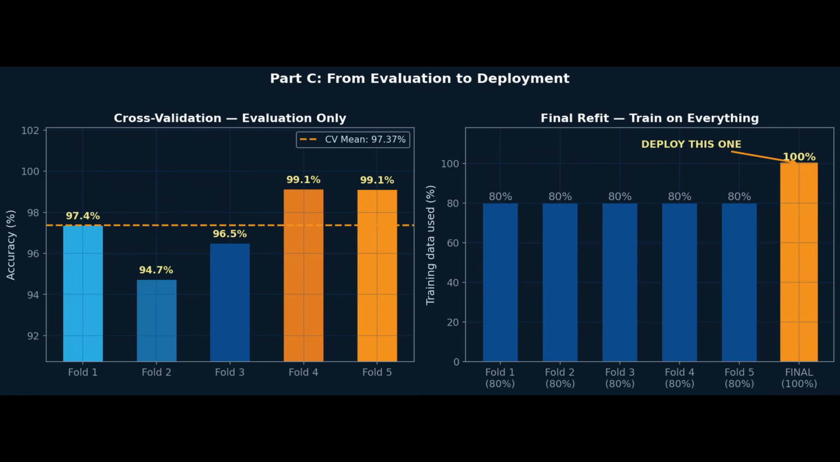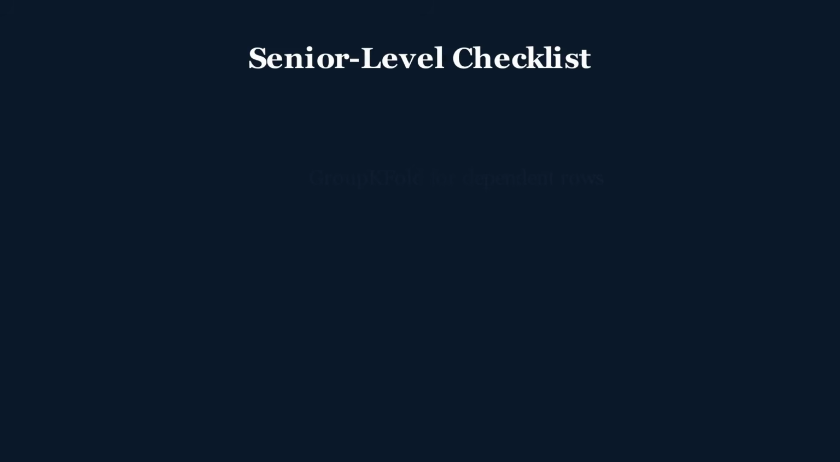And here it is in code. The cross-validation estimate gives us our confidence, and then we refit on the full dataset. That's the model you ship.